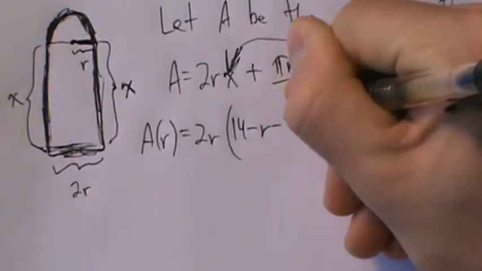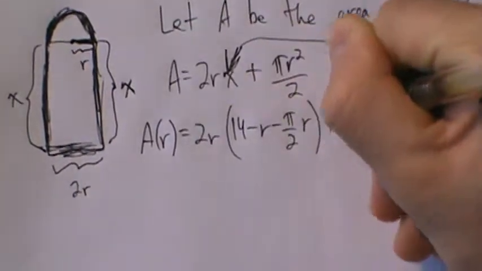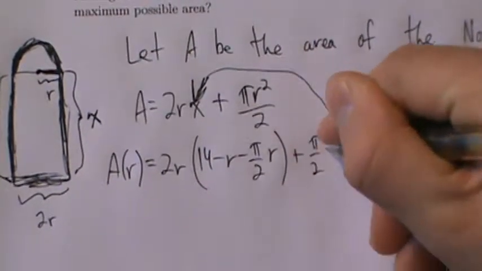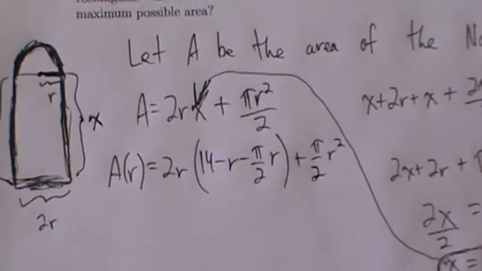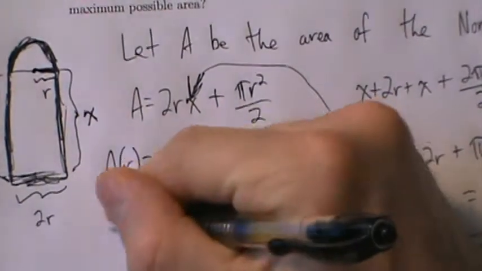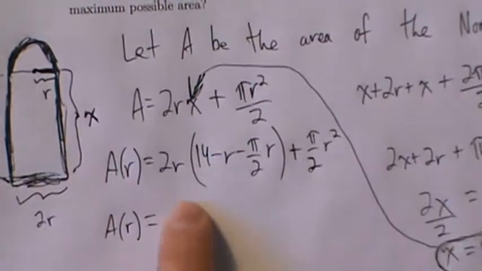14 minus r minus pi over 2r. Okay? And then we still have plus pi r squared over 2. So let's rewrite this as pi over 2 r squared like that. Okay? No real reason for doing that, just keep it consistent, I guess. Okay, so now A of r equals, let's simplify this a little bit.